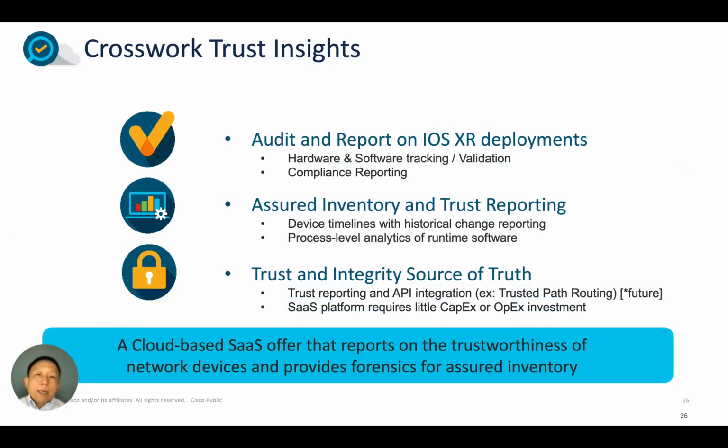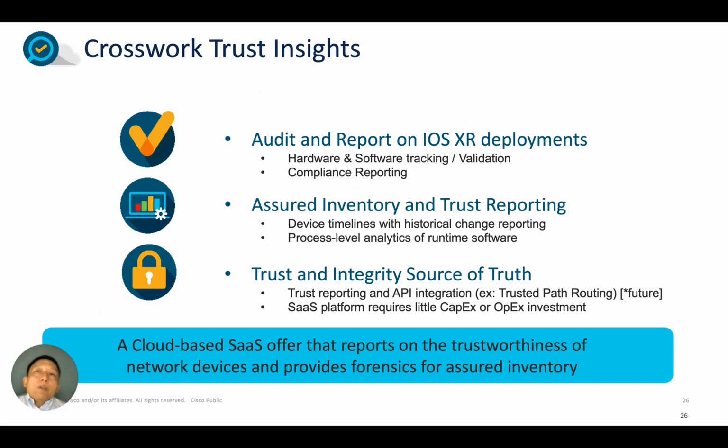We do iOS XR7 deployments. These are the 64 architectures, the NCS 540, NCS 5500, ASR 9K, and 9K devices. And doing hardware integrity checking, right? There's a TPM TAM chip, a Trust Anchor module, that has an X.509 certificate embedded on a chip. And then we can do the tracking and verification, and then compliance reporting.